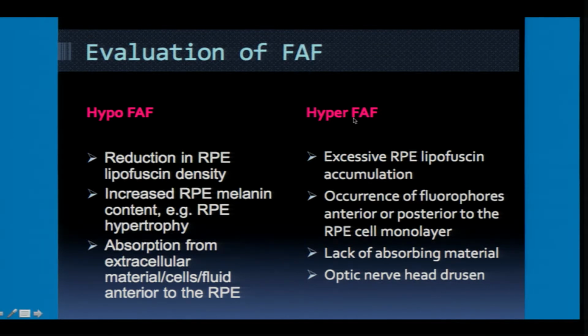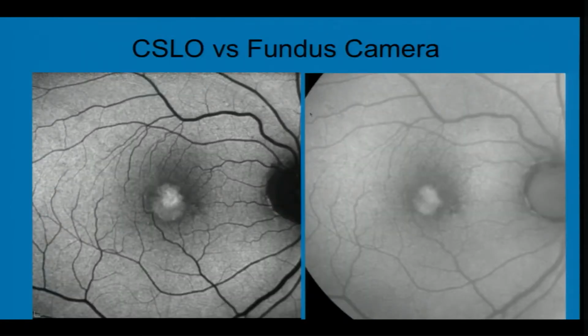On the other hand, hyperautofluorescence is seen when there is excessive lipofuscin accumulation, and when there is increased fluorophores anterior to the surface of the RPE. This is also seen in optic nerve head drusen. So this is just to give an idea.